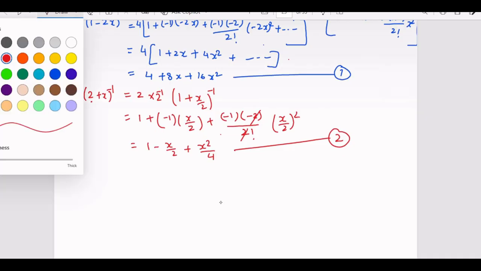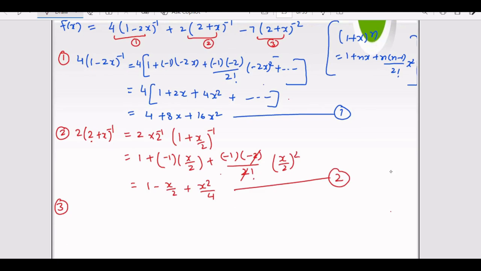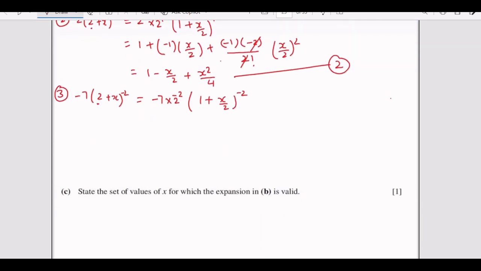Now we will go for the third term. The third term that we have here is -7 times (2 plus x) to the power -2. This again is not 1 here, so we are going to take out 2, which is going to be 2 to the power -2. Inside we will have 1 plus x over 2, to the power -2. Now we are going to expand this. This is going to become -7 over 4.